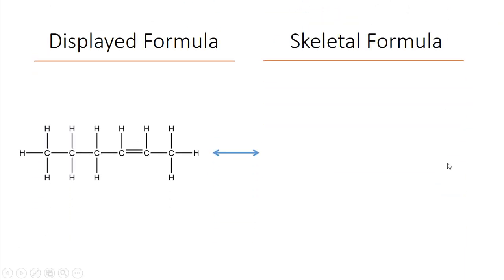I appreciate this might be a bit harder, but here's one for you to have a go at. From this displayed formula, can you draw it out in skeletal formula? Just use the same steps, where each edge and corner represents a carbon atom. We have a double bond in there as well, and it should be pretty simple. So pause the video now and give it a go.